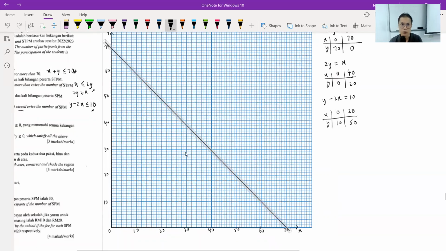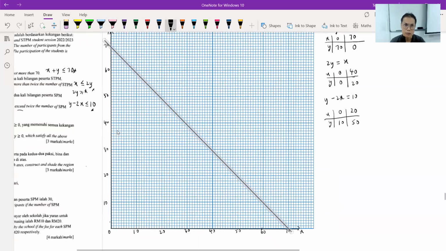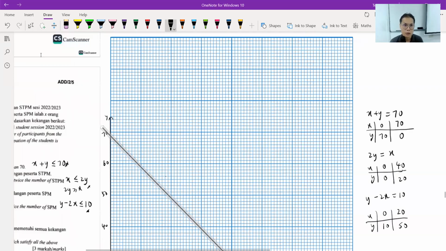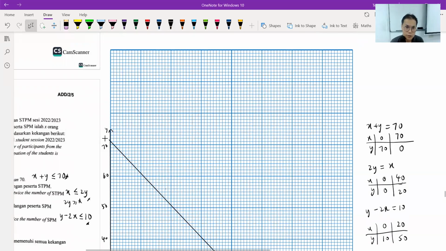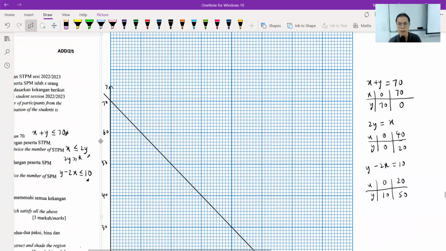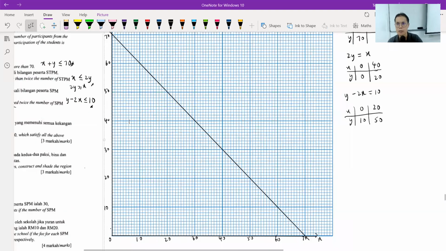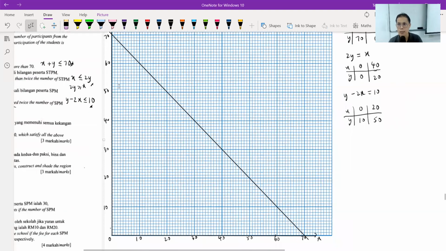So over here, let me zoom in a bit, hard to see, right? Make sure it passes through here. Okay, all right, next, 2y equals x. When x is 0, y is 0; when x is 40, y will be 20. So 40, 20 is here. Make sure you pass through this point and the origin. So let's draw from here, passing through this point here.